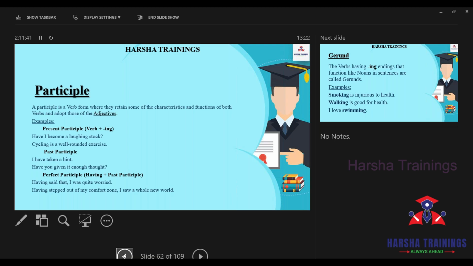Now, perfect participle is nothing but we use having plus the V3 form. Having said that, I was quite worried. Meaning, after saying that, I got worried. Okay. Having stepped out of my comfort zone, meaning after stepping out of my comfort zone, I saw a new world. I understood what the world is exactly. Right? Got the point? How to use? Yes?